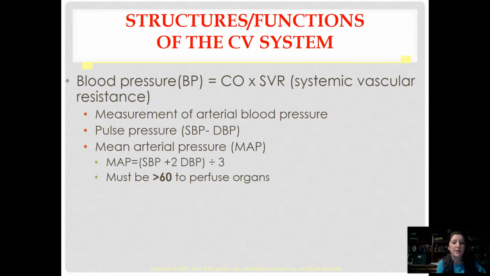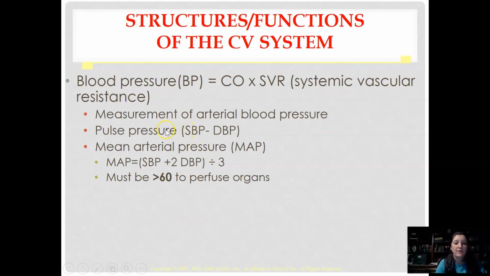Okay, so remember that blood pressure, we've already talked about cardiac output, how that is the amount of blood that leaves the ventricles in 1 minute. And when we take the cardiac output and we multiply that by the systemic vascular resistance, those two things are what determine blood pressure.